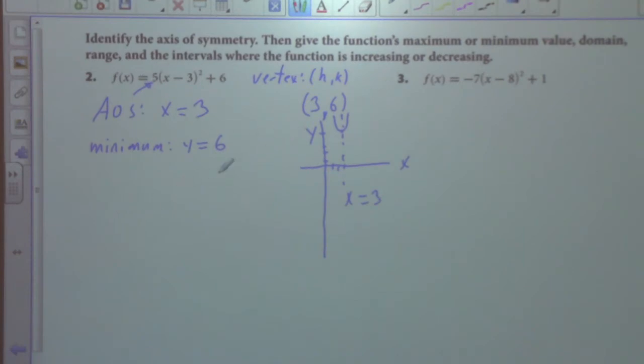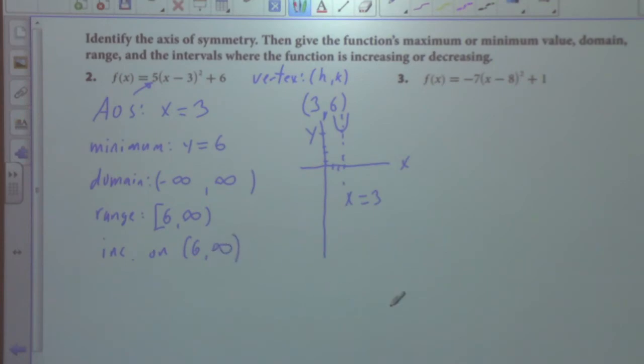So it says, what is its domain? What is our domain of this? All real numbers. What is our range going to be? 6. So 6, comma, infinity. Is that right, Gabby? Yeah, that's right. And so this function is increasing on what interval? 6 to infinity. Is that right?